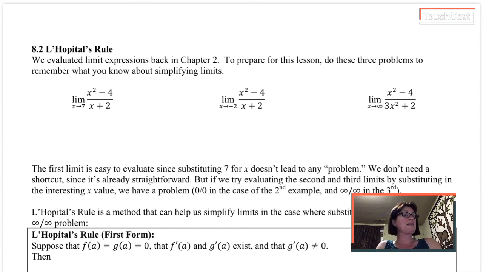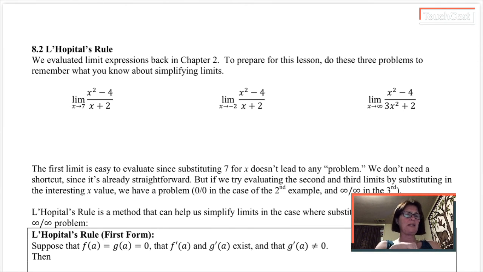We'll get to the second 2 a little bit later, but just notice that the first question goes so fast because there's no problem. This function x squared minus 4 over x plus 2 is very well behaved near the place where x equals 7, so you can do a substitution in, no problem. The other 2 problems, we end up with 0 over 0 or infinity over infinity. Each of those is an example of what we call an indeterminate form.